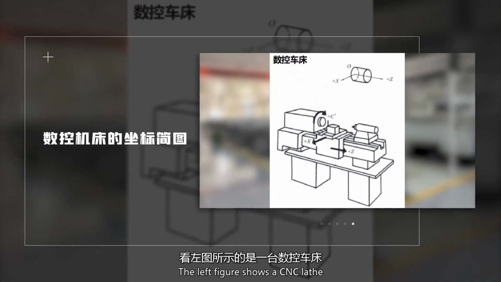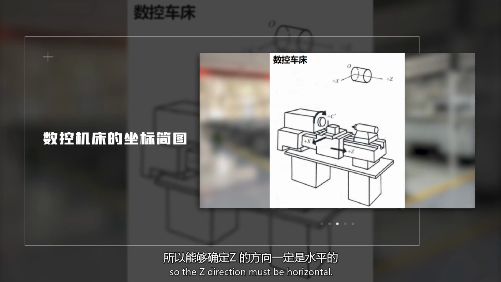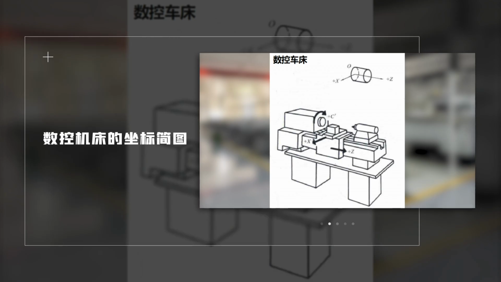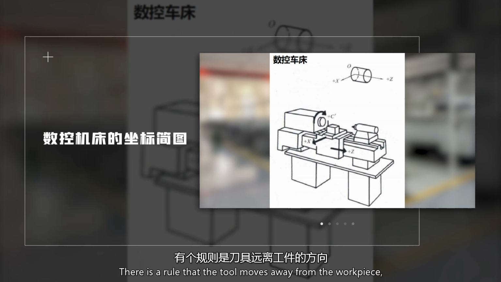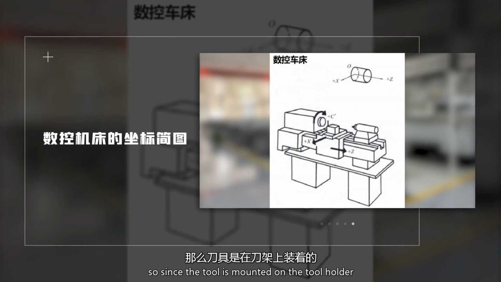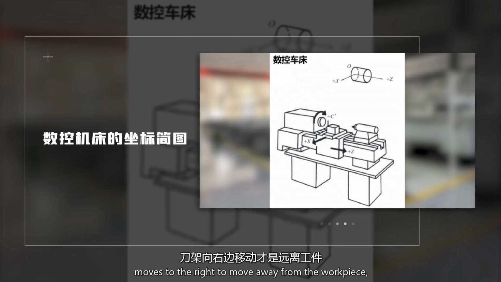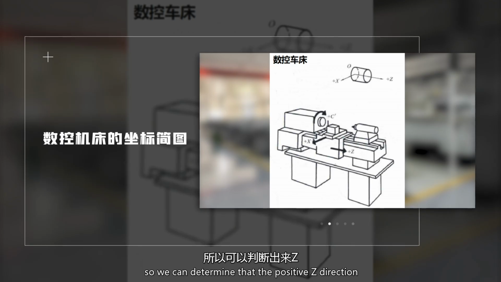The left figure shows a CNC lathe with a horizontal spindle, so the z direction must be horizontal. But which way is the positive z direction? There is a rule that the tool moves away from the workpiece. So, since the tool is mounted on the tool holder and the front tool holder moves to the right to move away from the workpiece, we can determine the positive z direction.